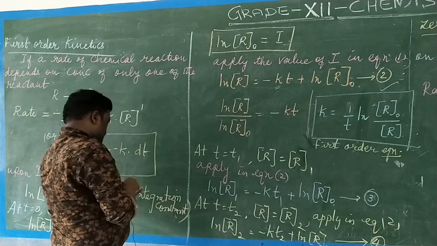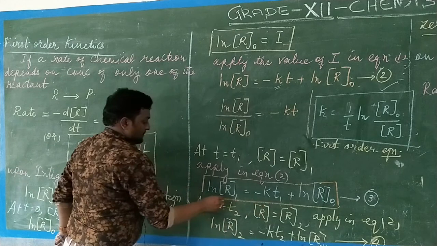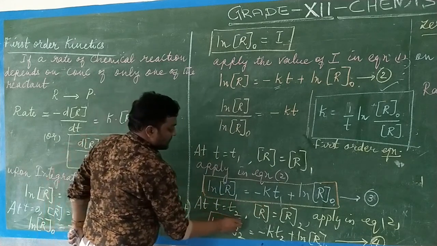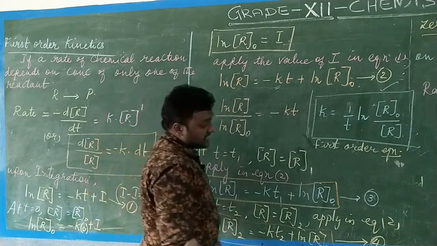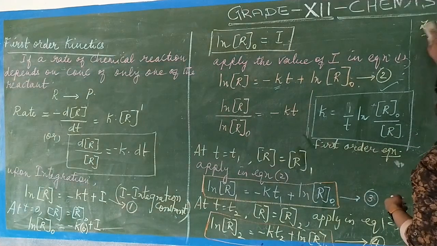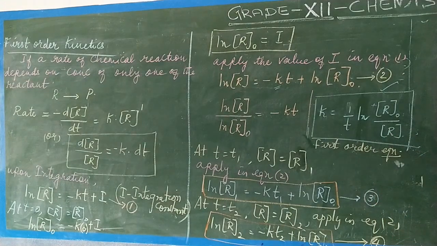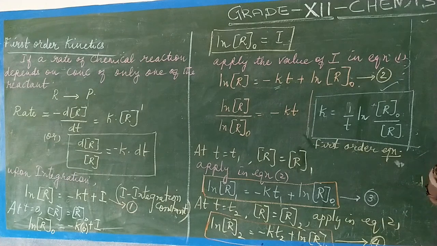What equations have we got now? This becomes equation number 3 and this becomes equation number 4, isn't it? So we have got equation 3 and equation 4. Now next step, we have to subtract the equation. We have to subtract equation 4 from 3. Next step is what? Subtract the equation.